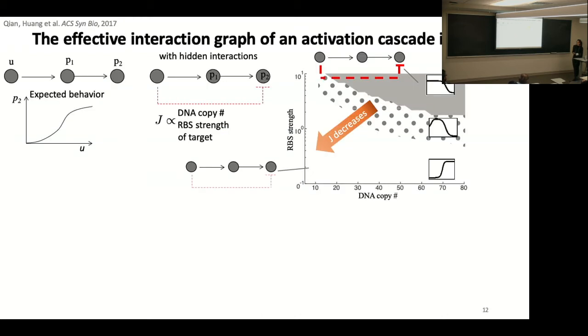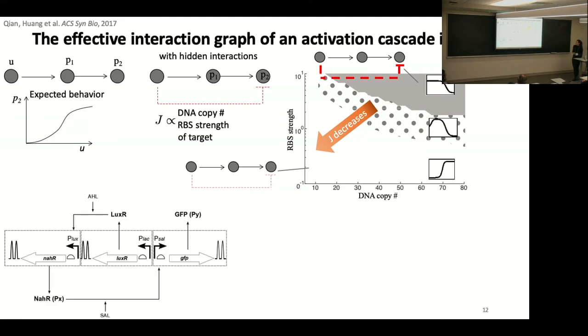But what I want to go back to is the cascade failure, okay? So it turns out that your activation cascade is not quite a cascade. It becomes an incoherent feed-forward loop because you have these hidden interactions, okay? And the strength of this interaction depends essentially on the DNA copy number and the ribosome binding site strength of the target. So then you can create this parameter space, and you can move in it by tuning ribosome binding strength and DNA copy number. On the low end here, the hidden interactions are essentially really weak, while on the high end here, these interactions are really strong.